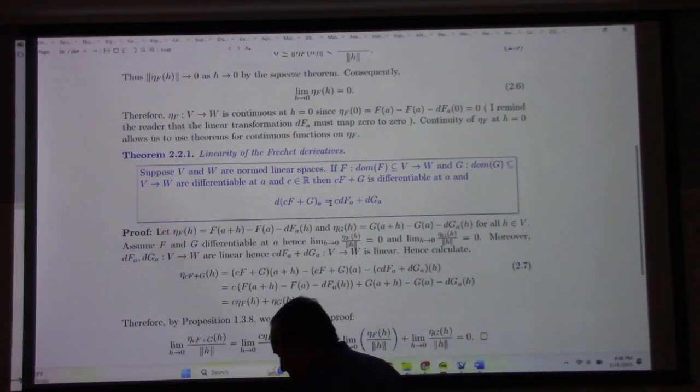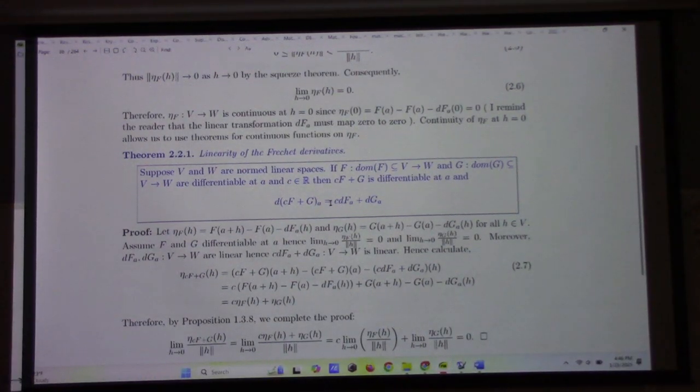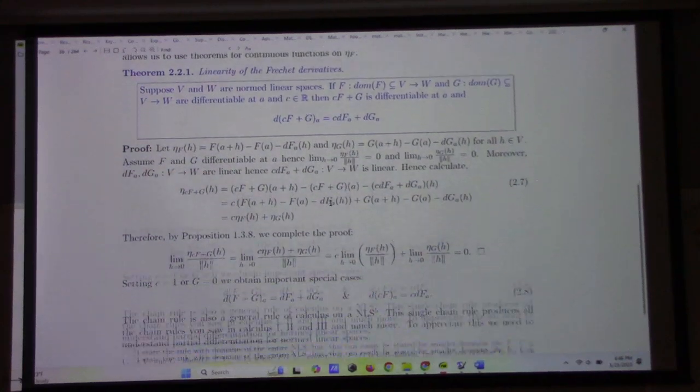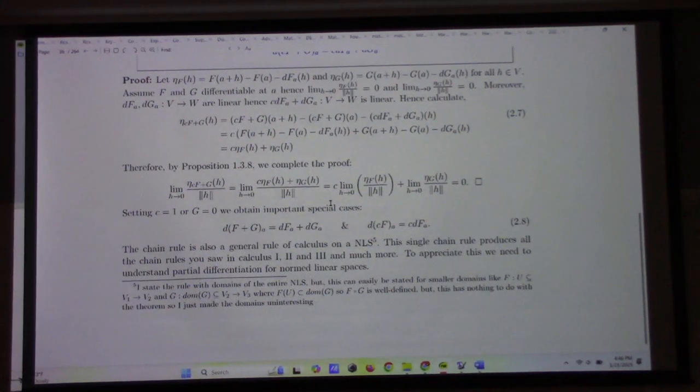So there's that one. Notice that if we put c equals 1, we get additivity. And if we put g equals 0, what was the differential of 0? 0. That's that constant thing we did earlier. Then we get, you can pull a constant out. So yay.